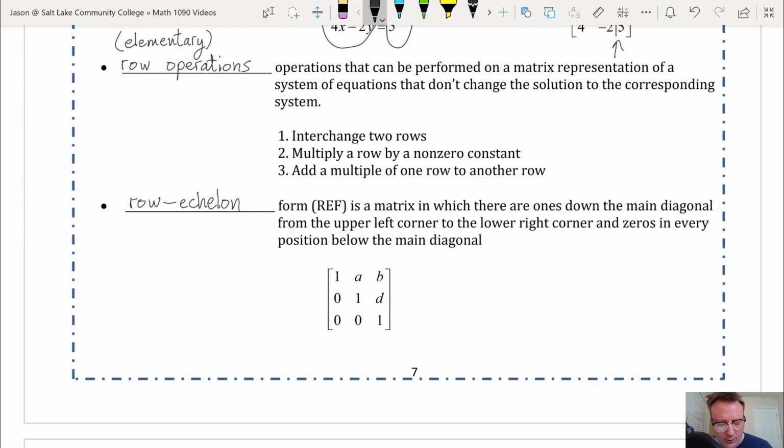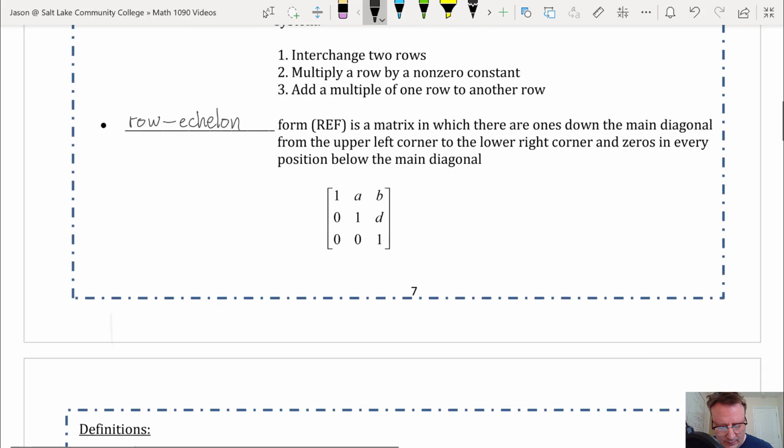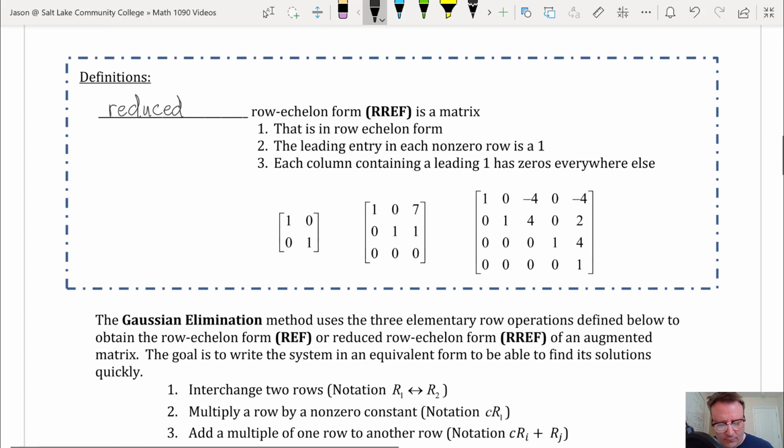Next definition, row-echelon form, or REF. So we say a matrix is in row-echelon form when there are ones down the main diagonal from the upper left corner to the lower right corner, and zeros in every position below the main diagonal. Some books use a slightly more technical definition, but this will suffice for this course.